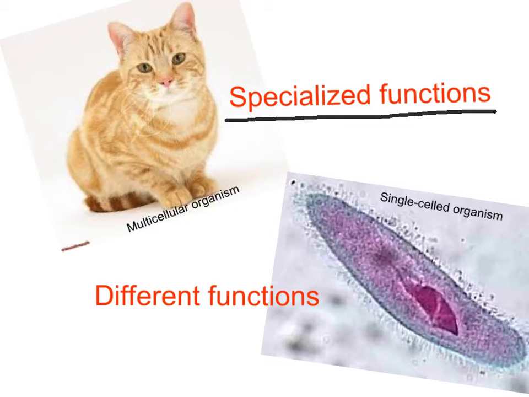In single-cell organisms, such as this organism in the lower right-hand corner, different parts of the cell perform different functions. It does not have the same abilities as multicellular organisms, so different parts of that cell are responsible for different functions.